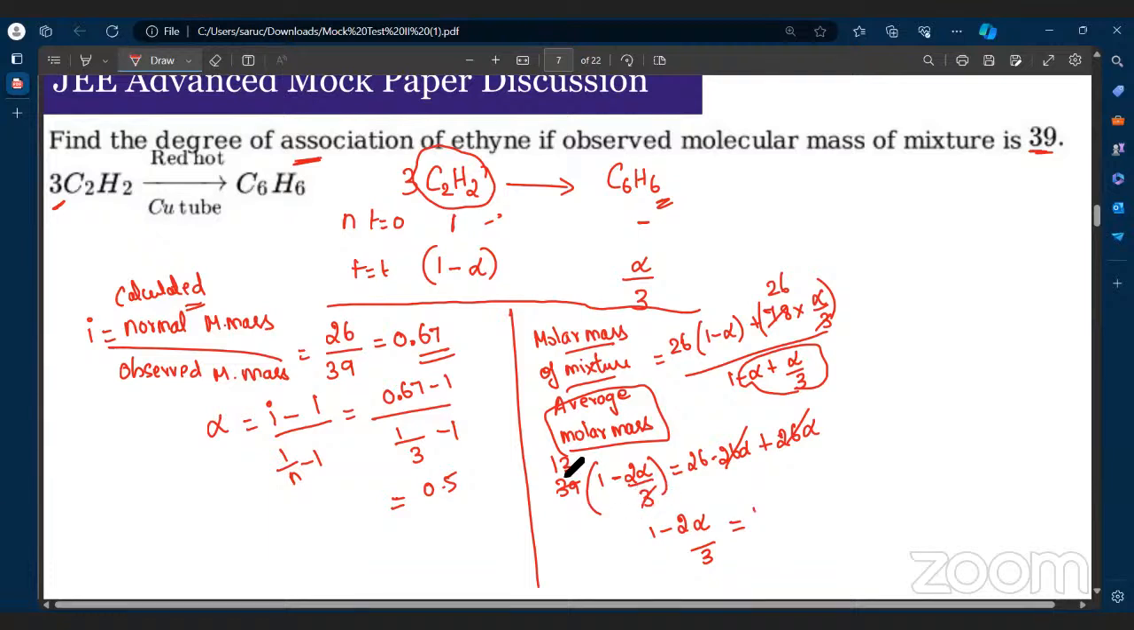Sorry, here I have taken 13 as common. You have to just solve this one. Split it and solve. So one will be 39 minus 26, which is 13. So 2 alpha by 3 is equal to 13.